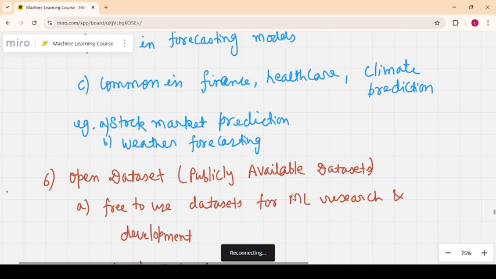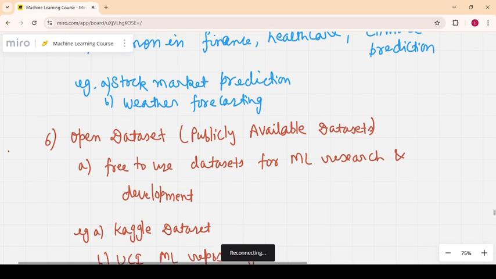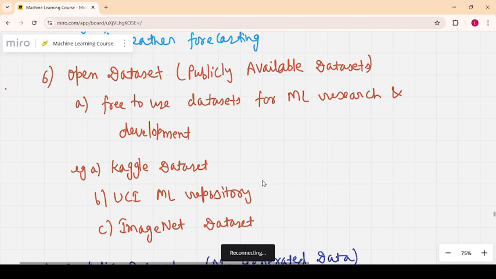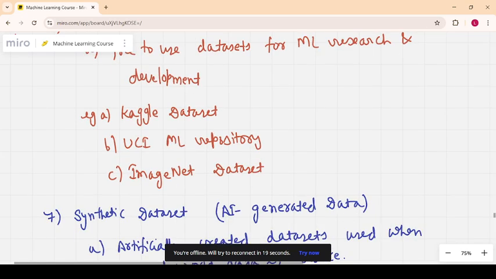Open data sets are publicly available, free to use data sets for ML researchers and developers. For example, Kaggle datasets and the UCI ML repository, which have large data sets in every domain, like the medical industry and healthcare. If you are building an AI model for image recognition, you need an image data set, so you can use the ImageNet data set. That data set can be used for ML research purposes, not for commercial use.